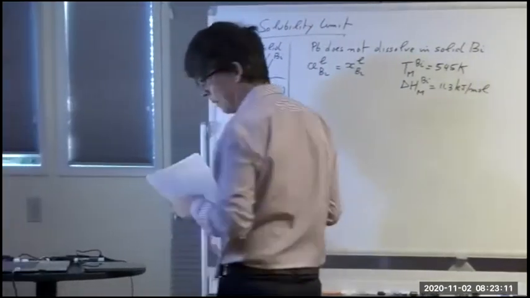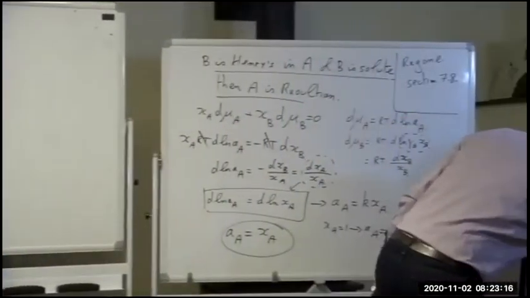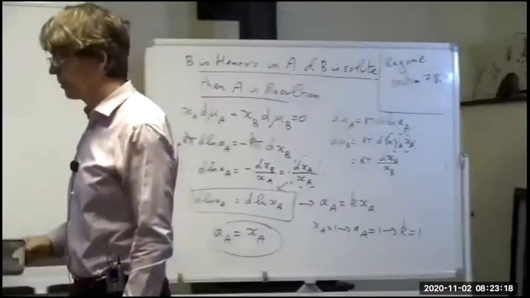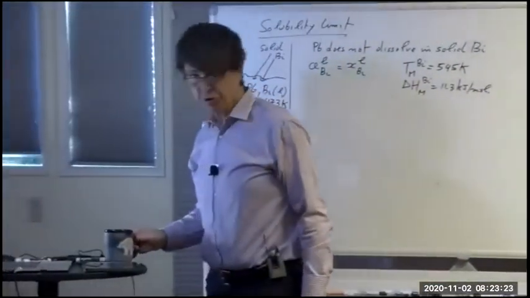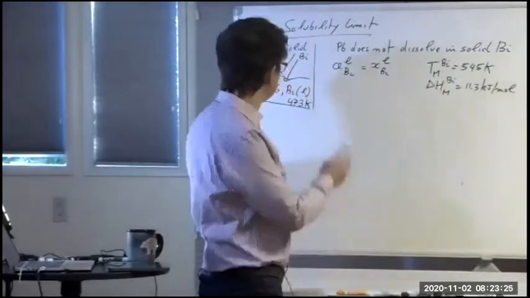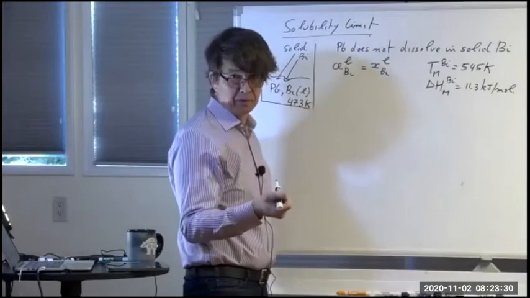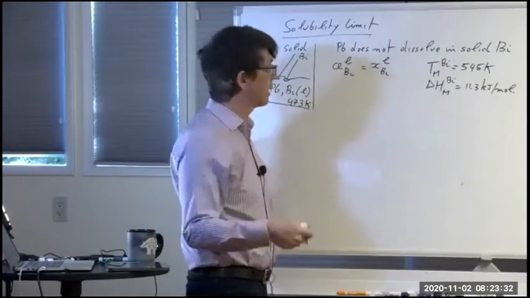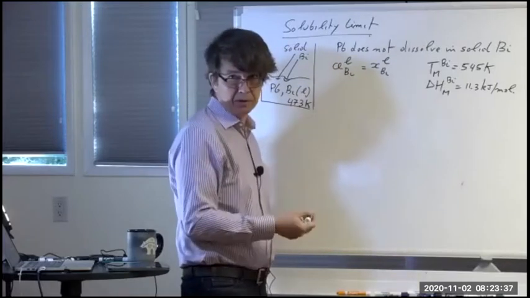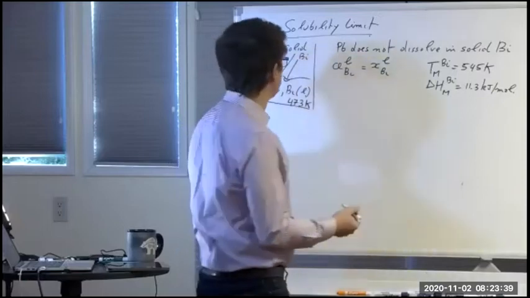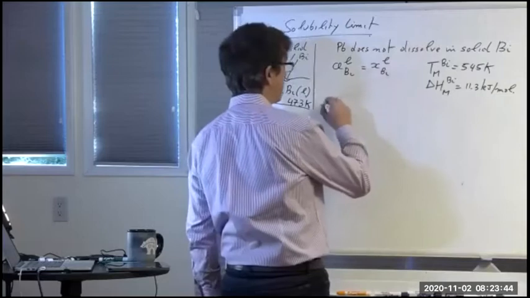Okay, so think about this. What determines the solubility limit? The solubility limit is the concentration of bismuth in the liquid at which I can put no more bismuth in. If I put more bismuth in, it precipitates out as a solid. So what determines whether that happens? Well, that's the chemical potentials. I have this solid bismuth, and the solid bismuth has some chemical potential.